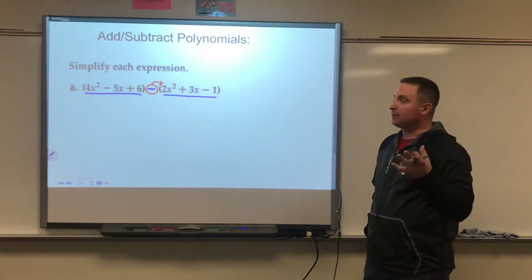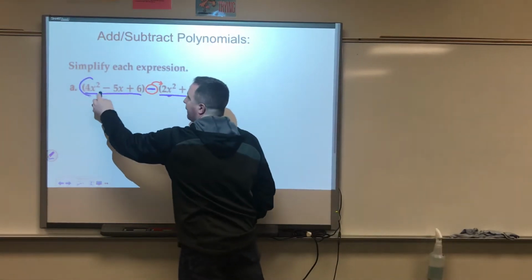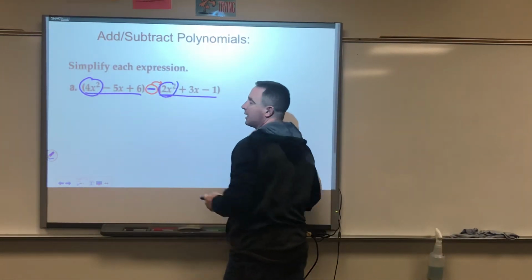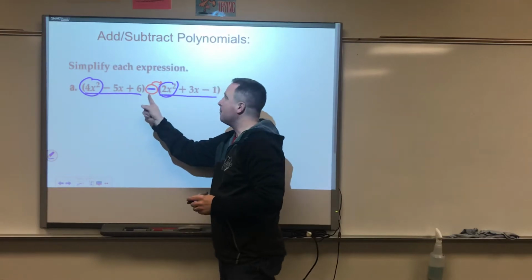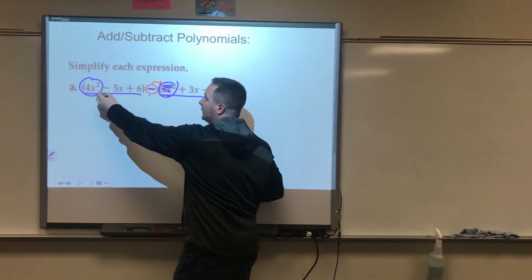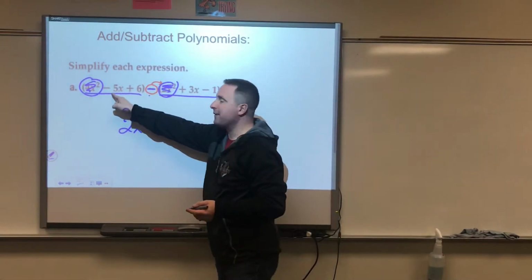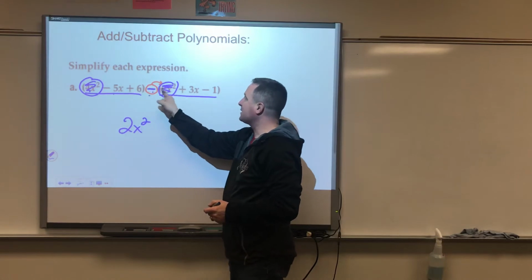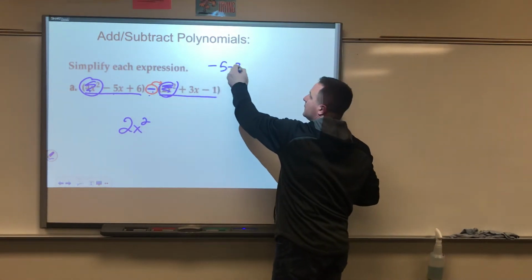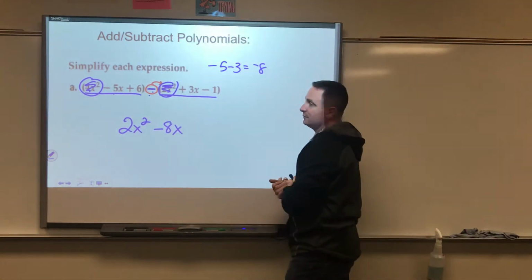But again, I'm going to combine like terms. I see some x squareds. Okay, a 4x squared and a 2x squared. But now it's 4 minus 2, which is 2x squared. And they're gone. Okay. Then come the x's. Now be careful again. It's negative 5 minus 3. That's negative 8. So it's minus 8x.